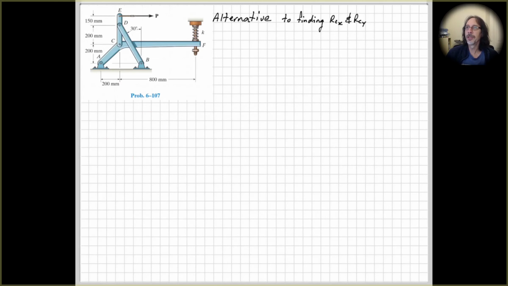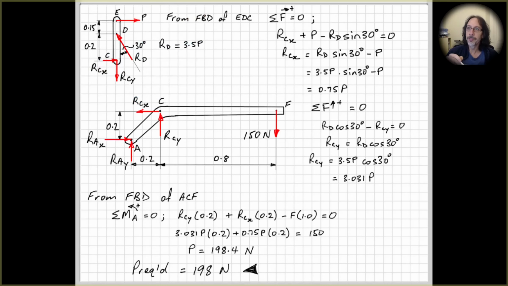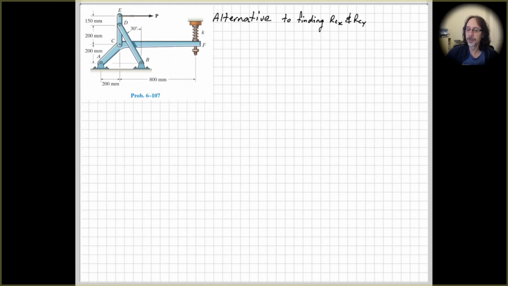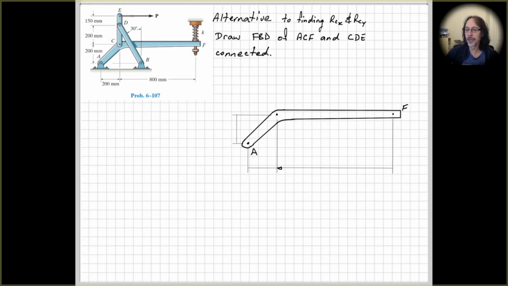All right, so let's have a look at another approach. In the previous page, I found the forces RCX and RCY by drawing a free body diagram of the lever ACF. Let's have a look at an alternative to doing that. So this time I'm going to draw a free body diagram of ACF and CDE still connected. All right. So let's have a look at what that looks like.